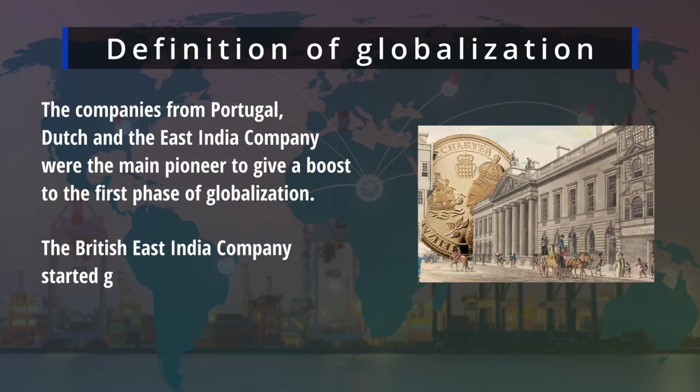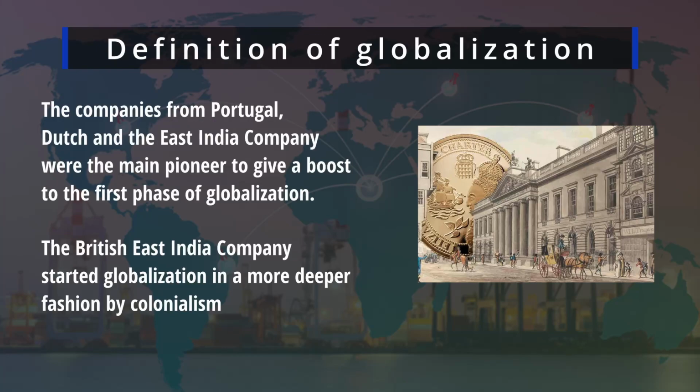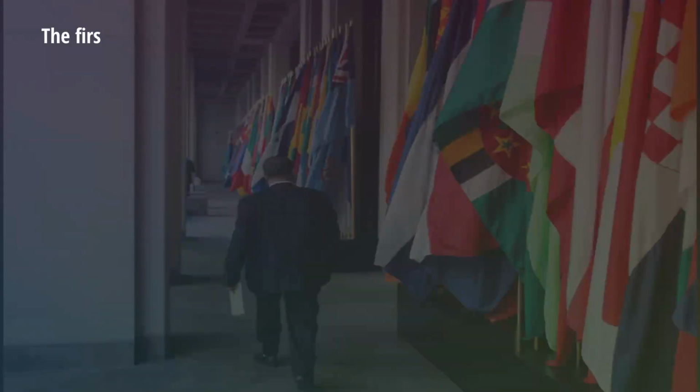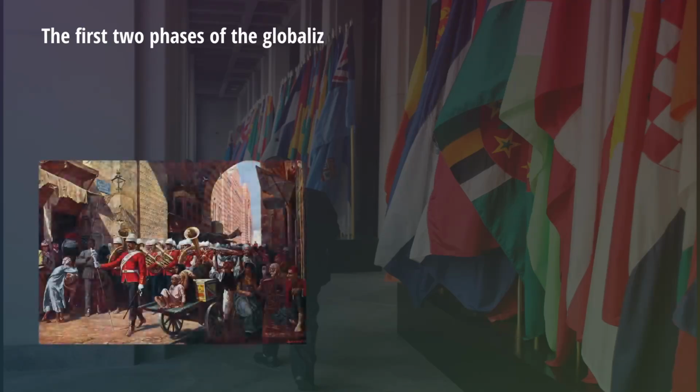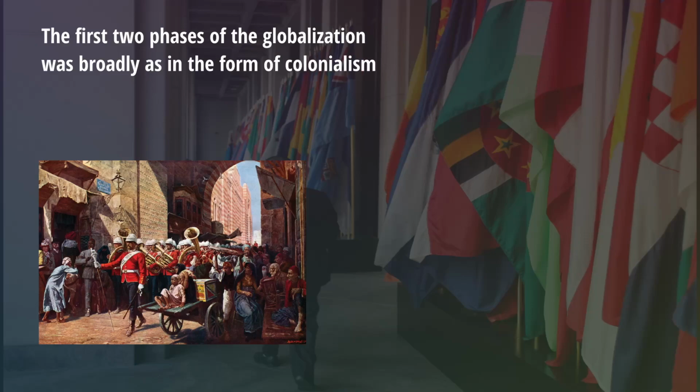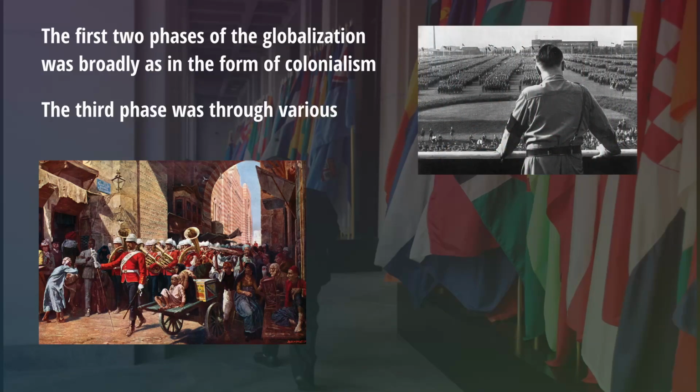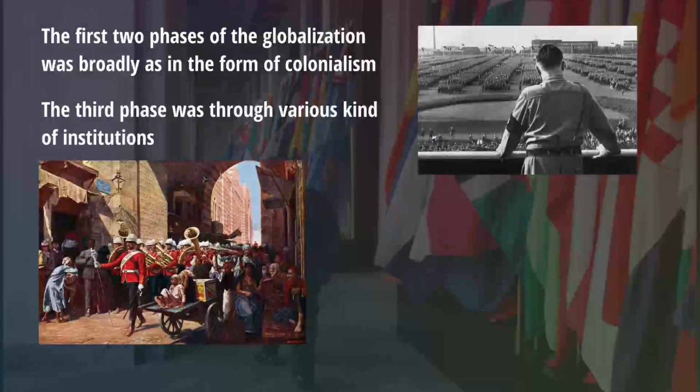And then in the second phase, from 1800 onward, it was the British East India Company which started globalization in a deeper fashion through colonialism. So the first two phases of globalization were broadly in the form of colonialism. And the third phase, basically after the Second World War, was carried out through various kinds of institutions.